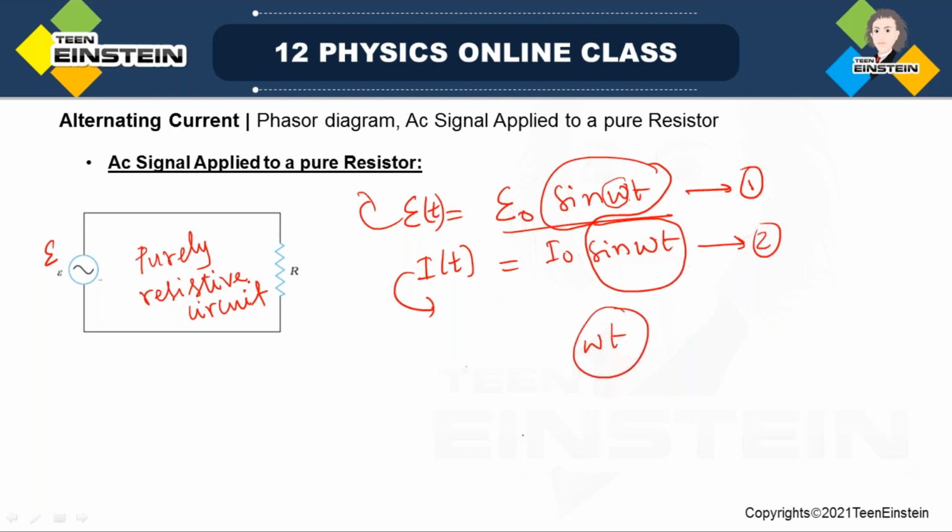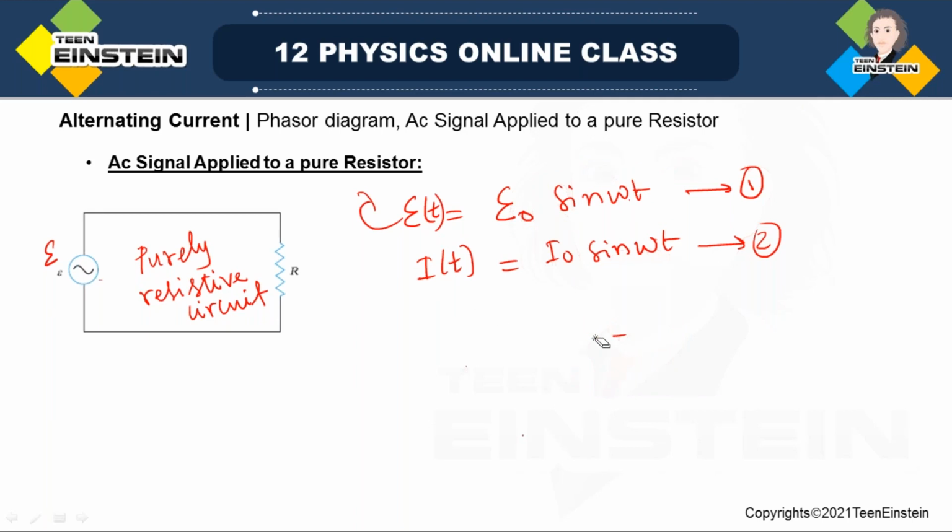That means what can I say? In a pure resistive circuit, if we apply an AC signal, the current flowing in the circuit is in phase with the battery, or the EMF. So you have the same phase for current and voltage over here.